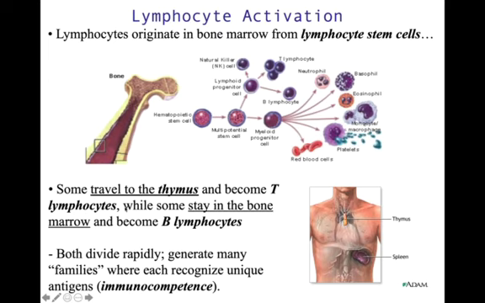Okay? So what do you do there once you stay in the bone marrow and become a B cell, or you go to the thymus, you become a T cell? Well, you're going to divide rapidly. Okay, you're going to generate families of B cells. You're going to generate families of T cells. Okay, and what are you going to do? Well, you're going to go to, okay, thymus school. You're going to go to bone marrow school, where you're going to learn something called immunocompetence. So what's immunocompetence? It's the ability, okay, to recognize your antigen.